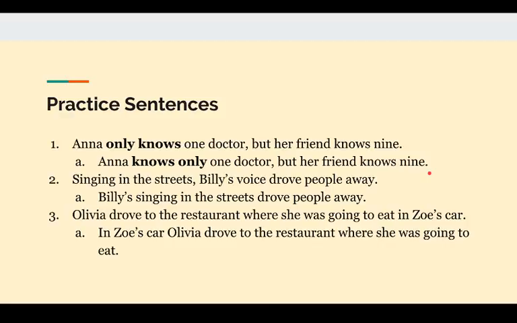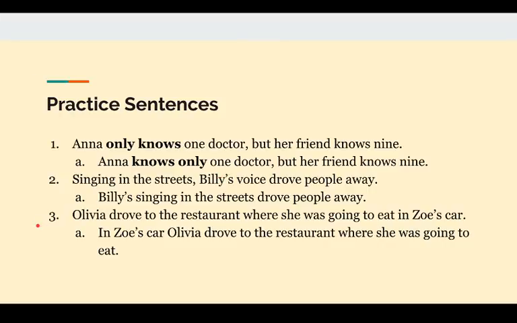So the second sentence is, "Singing in the streets, Billy's voice drove people away." So that's kind of also a little bit messy in the sentence. So if we fix it by saying "Billy singing in the streets drove people away," it's a more direct, again, shortened version of how to directly say what your thoughts are. So what is driving people away? It's Billy singing. It also makes more sense just to start again with your subject.